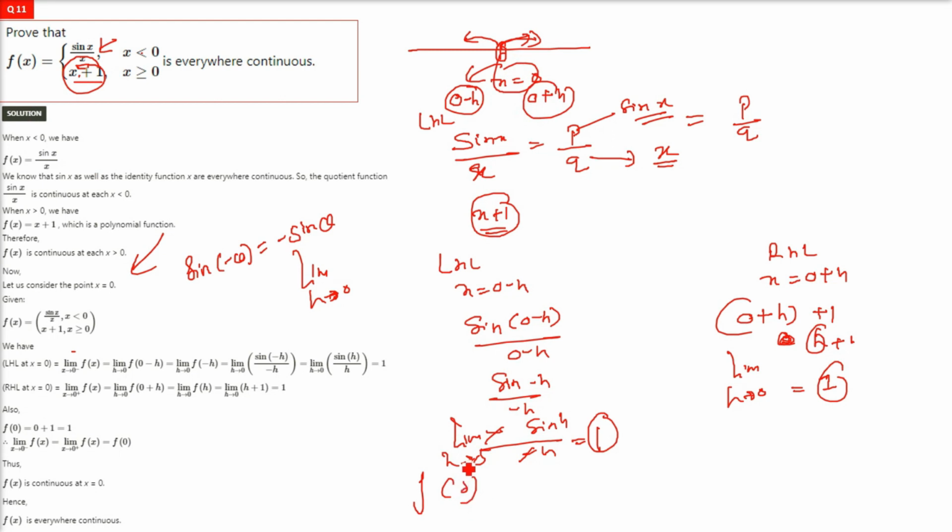Since we have x greater than or equal to 0, we have to use this function, because for equality, when x is equal to 0, we have to use x plus 1. So I am replacing this x by 0. So 0 plus 1 is 1. So left hand limit, right hand limit, along with the value of the function at x equals 0 is 1. So we can say that f(x) is continuous everywhere. Right? It is continuous everywhere.